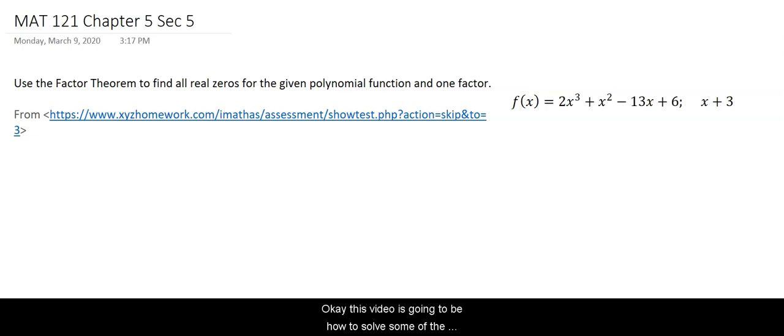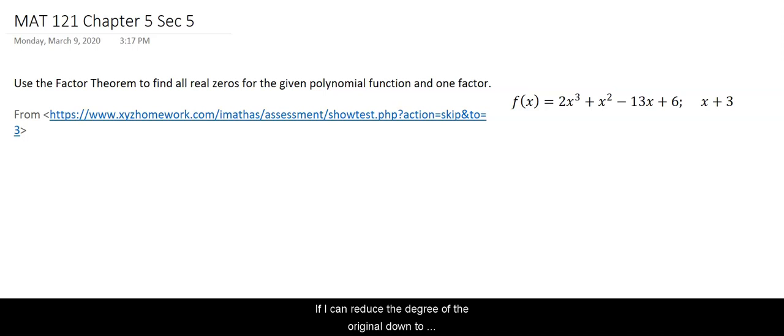Okay, this video is going to be how to solve some of the problems out of section 5.5. In this particular problem, we're to use the factor theorem to find all the real zeros for the given polynomial function and one of the factors. The factor theorem basically says if x plus 3 is a factor, then it must evenly divide that particular polynomial. That means that the remainder must be 0.